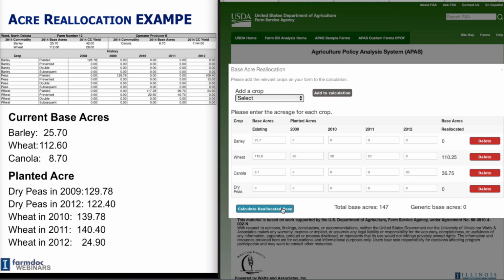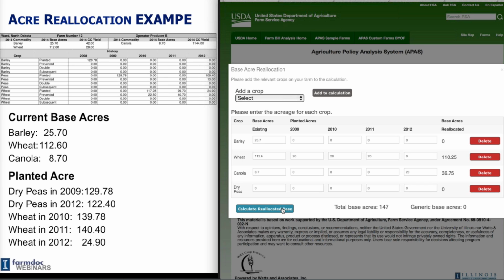So that's the way this works. We had a question about irrigated and non-irrigated acres, and the only time irrigated and non-irrigated acres matter in these calculations is if you're in a county where our county makes payments based on irrigated versus non-irrigated acres. So, and you will know that.